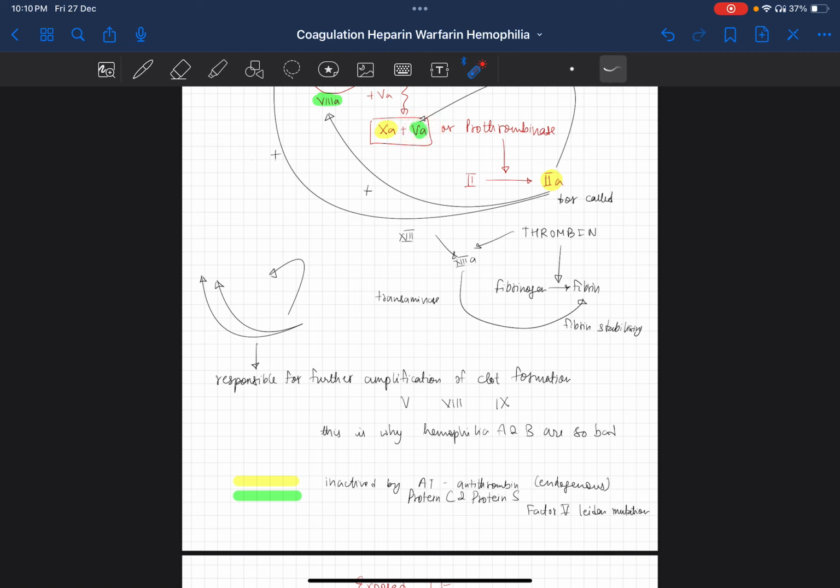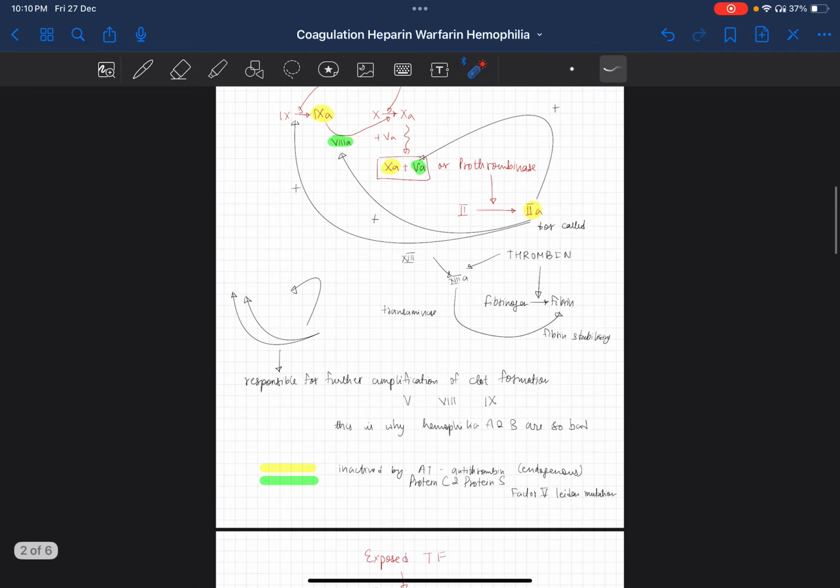Now, it is inactivated by what? Your protein C, protein S. Now, after the mutation, it cannot be inactivated. So, too much activated factor 5 you will get, too much clotting you will get. This one thing you can know.